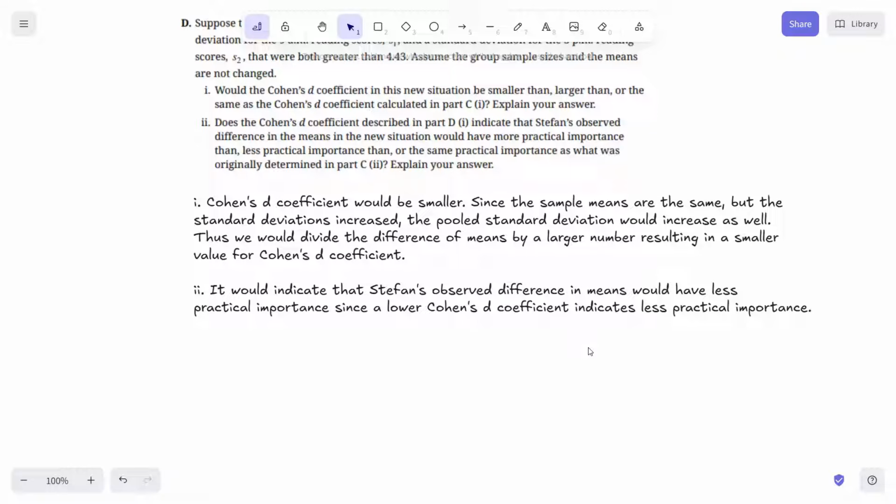Now, overall, the 2025 FRQs hit all the big ideas: comparing distributions, experimental design, probability, inference, and communication. So let me know in the comments which question you found the toughest or the most interesting.